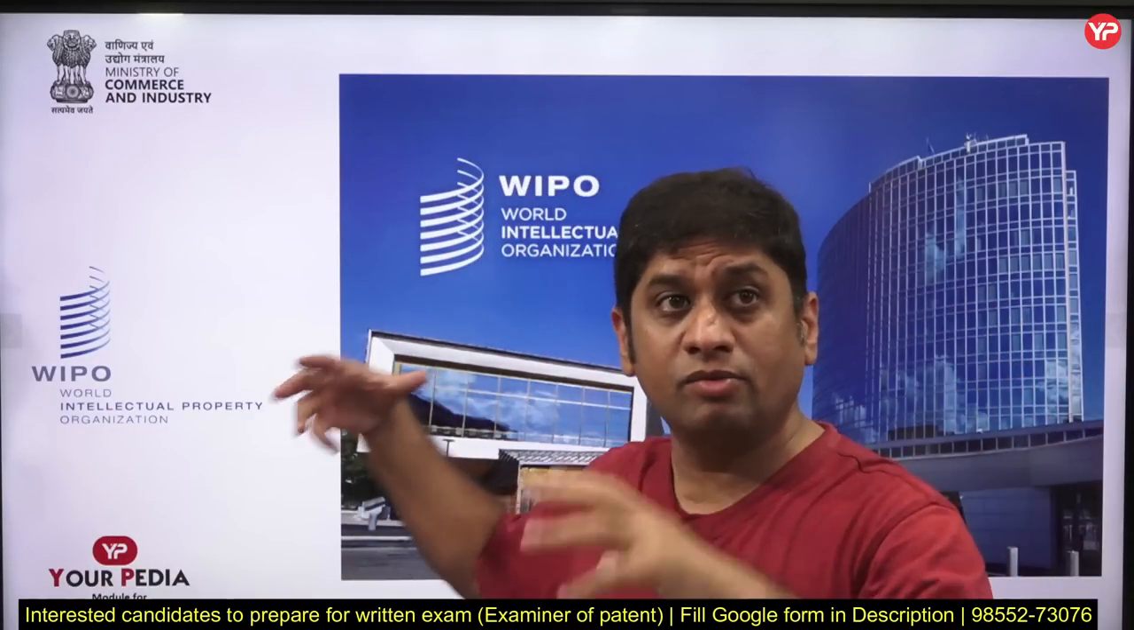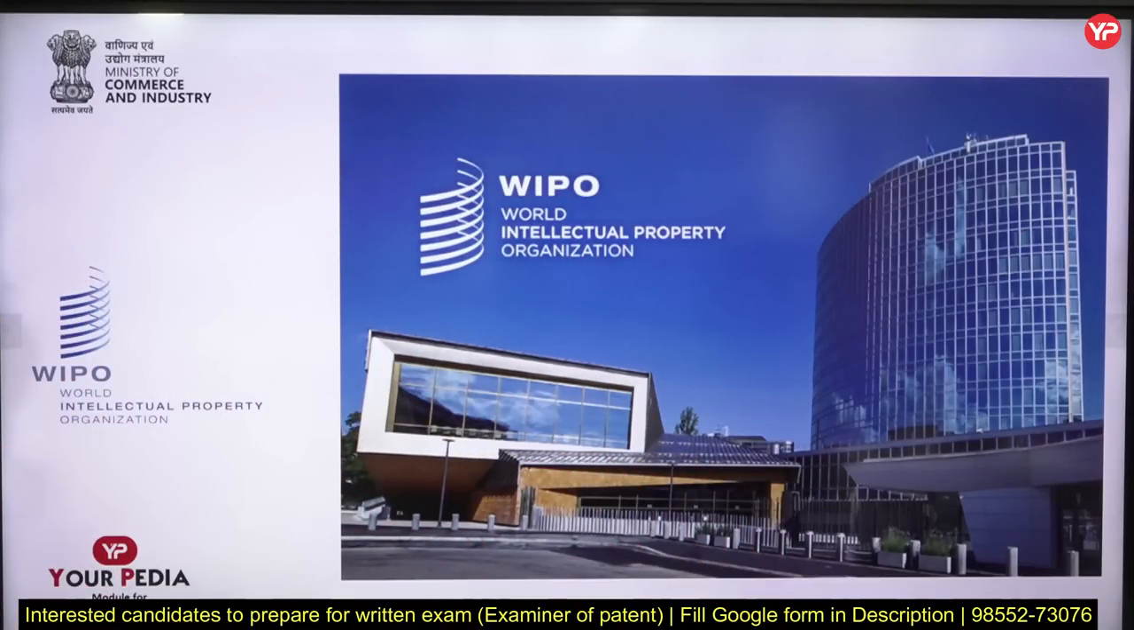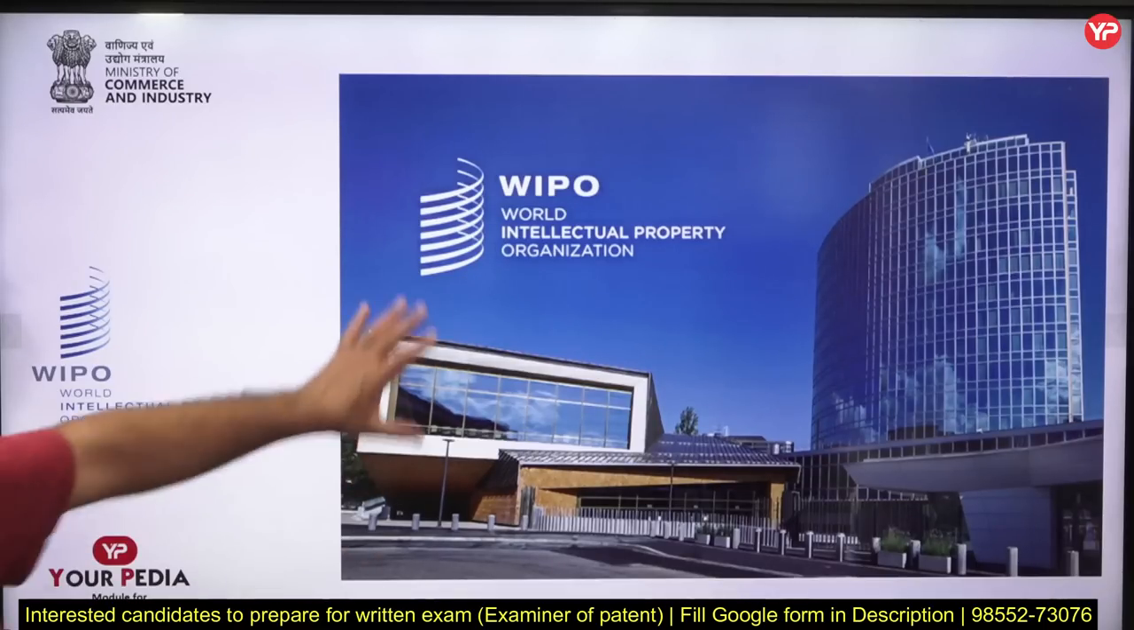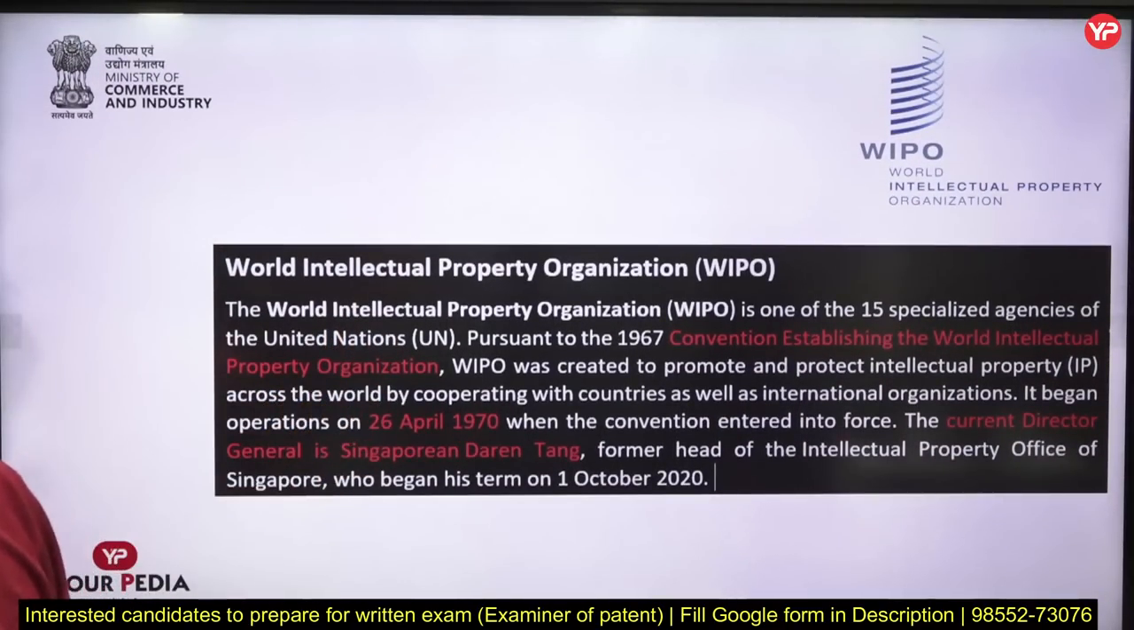Can you see this building, a beautiful building? It is in Geneva, because the head office of the World Intellectual Property Organization, WIPO, is in Geneva. So this building is basically the symbolic building of WIPO.